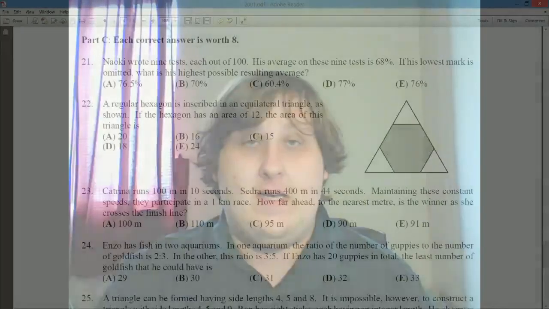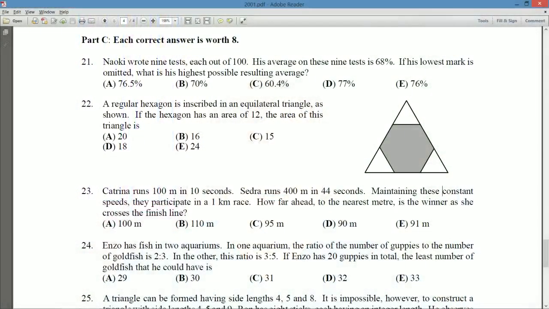We're going to continue looking at the grade 7 Gauss from the year 2001, and we're on to question number 21, which is the very first question in part C, where the questions are now worth 8 marks. Okay, so if we do well here, we'll get a nice big score at the end. So what does question 21 say?